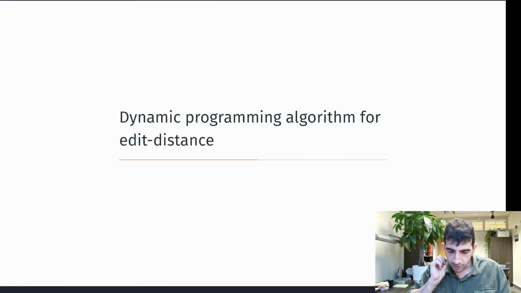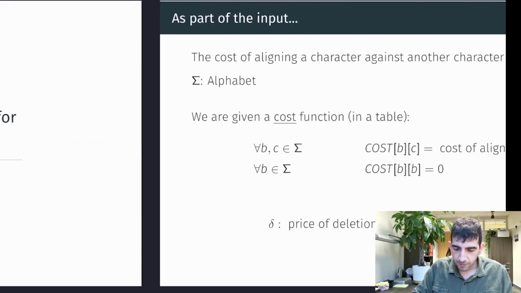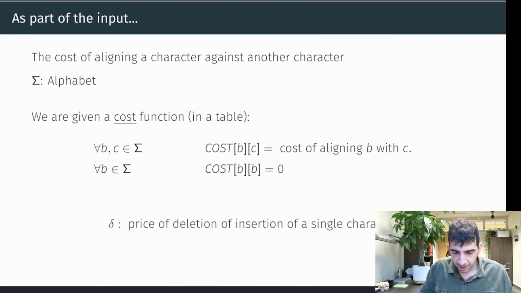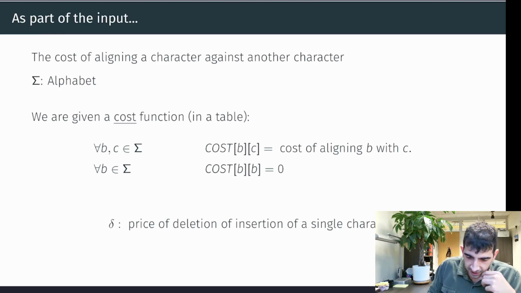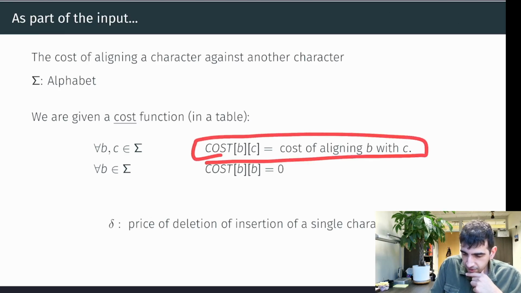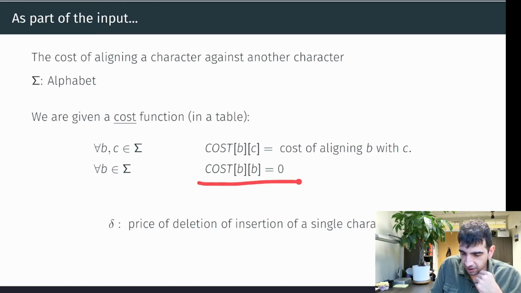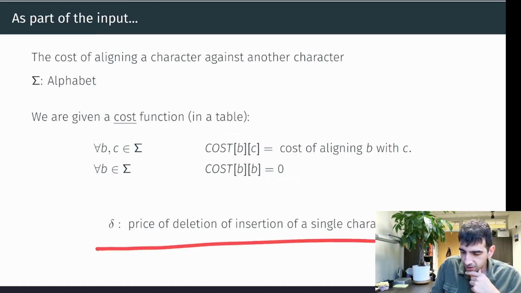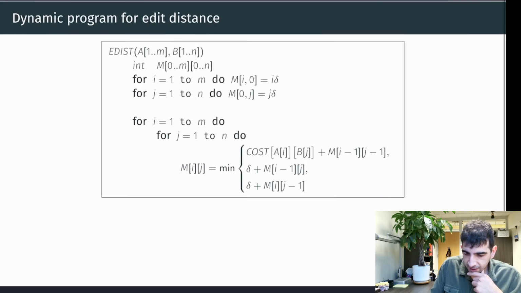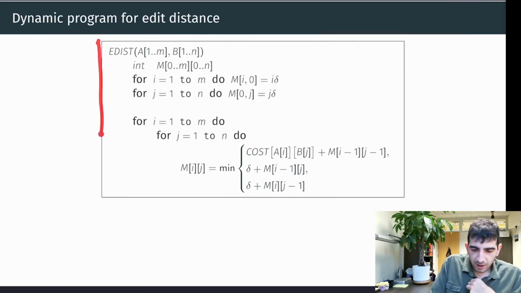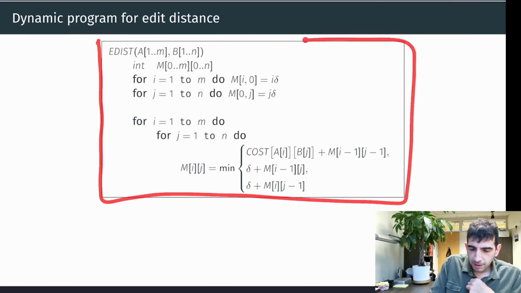So the dynamic programming algorithm for edit distance simply is that the cost of aligning another character against another. We have two costs: the cost of aligning two characters that are mismatched, and the cost of aligning two characters that are matched. And then we have the price of deletion. So we have this following dynamic programming algorithm.